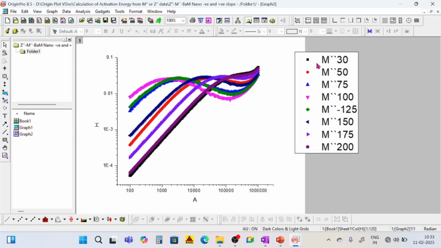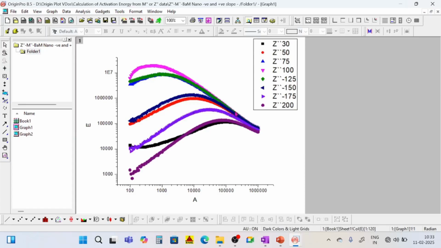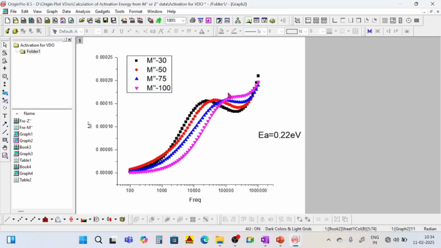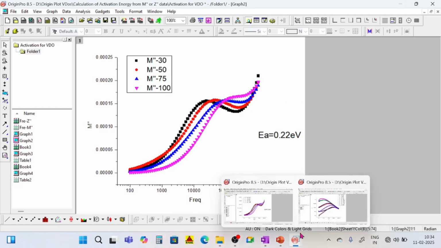Even in M double prime data it is the same. See, this black color belongs to 30, then the red color this one, you can see the peak shifted towards the left side. So the peak shifting towards the left side is nothing but PTCR behavior, or positive temperature coefficient of resistance. With temperature its resistance increases, but in the earlier case with temperature resistance decreases. Okay, if resistance decreases, then the peak will shift towards the right side or higher frequency side.